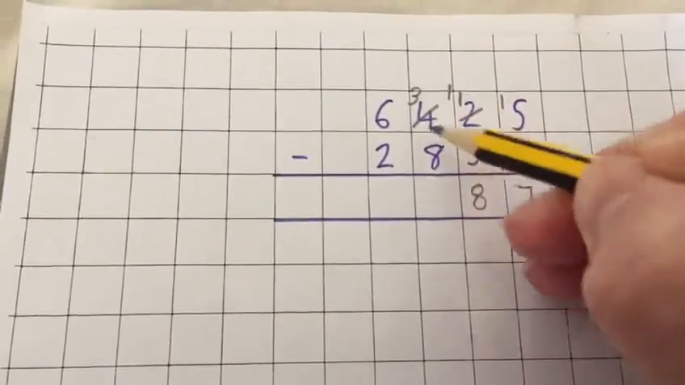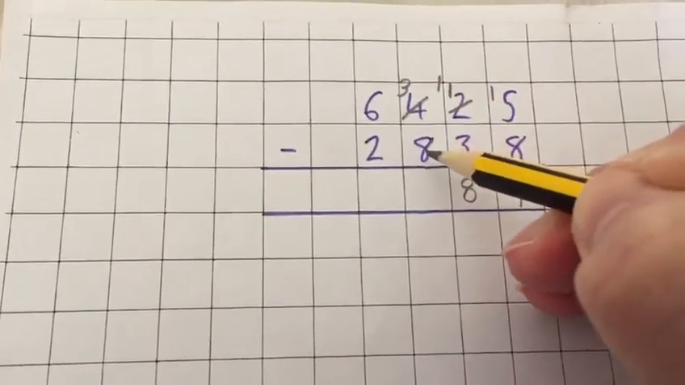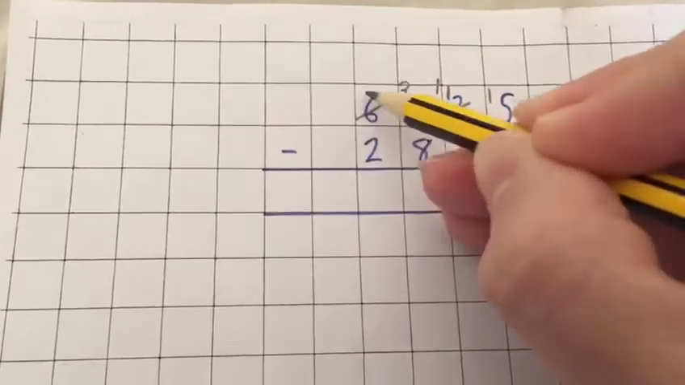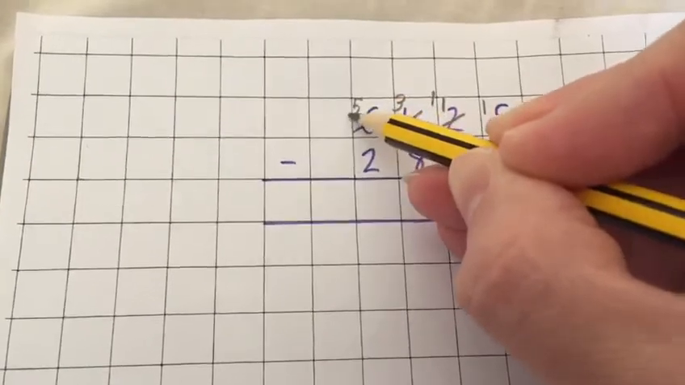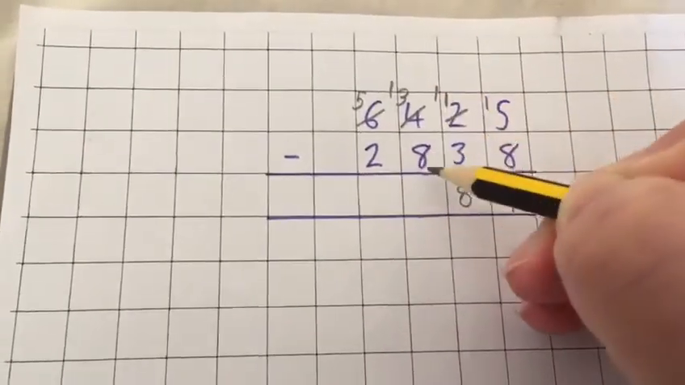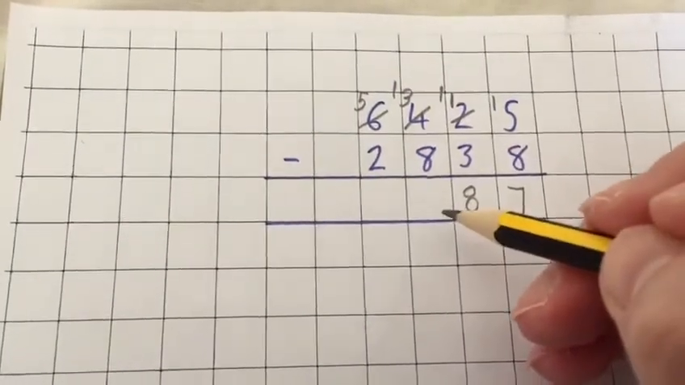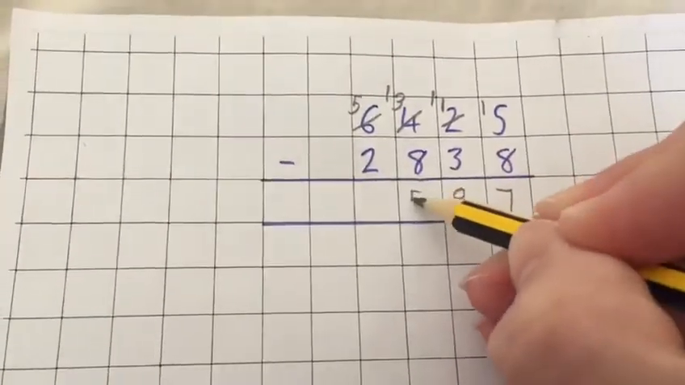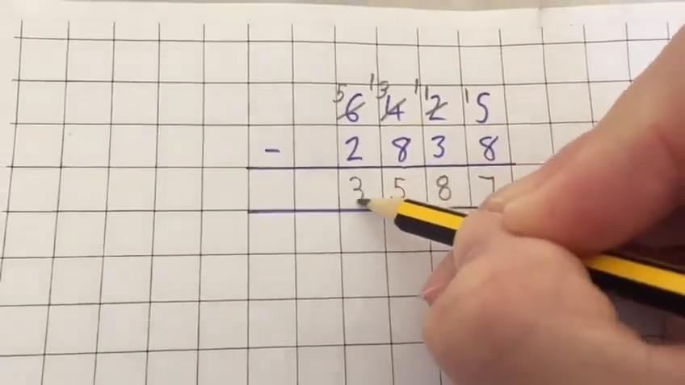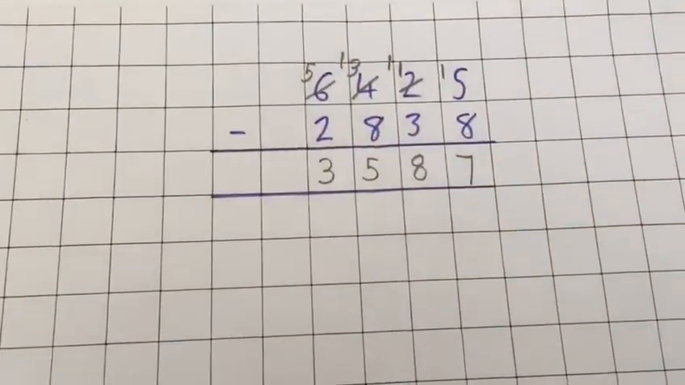Move on to the next column again. Now we're left with a 3, subtracting an 8, which we know we can't do, so we need to go to this 6 here and exchange 1. So that will leave us with 5. That will now be 13. So you've got the 13, subtract the 8, which leaves us with 5. And then 5, subtract the 2, which will leave us with 3. So you can get to that final answer.